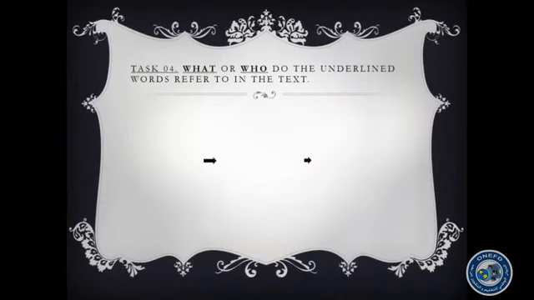So we have task 4. Let's read the question. What or who do the underlined words refer to in the text? So this is a common question that you find in your exams at school or in the baccalaureate exam. So we have two words. The first one is "there."